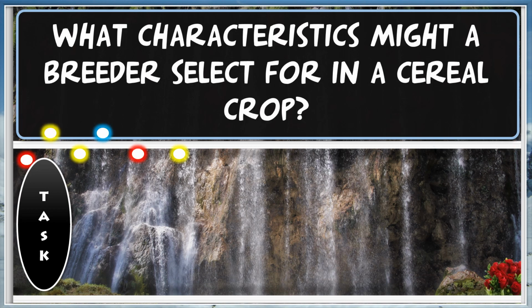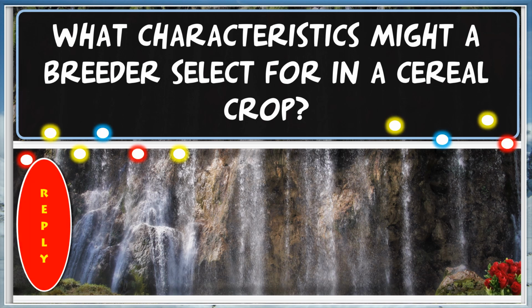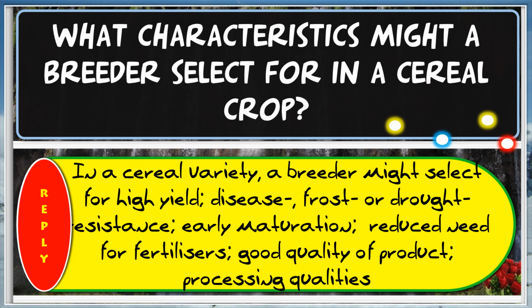What characteristics might a breeder select for in a cereal crop? In a cereal variety, a breeder might select for high yield, disease, frost, or drought resistance, early maturity, reduced need for fertilizers, good quality of product, and processing quality.